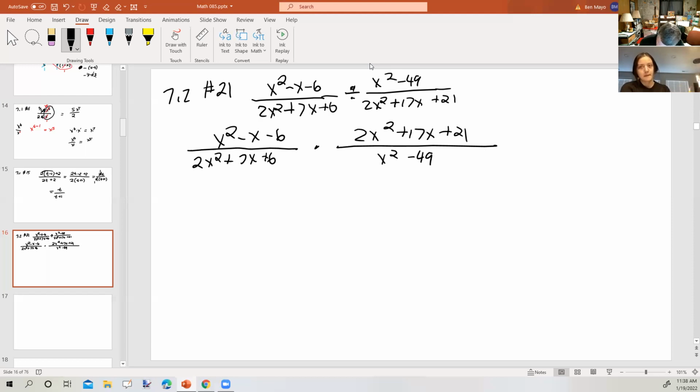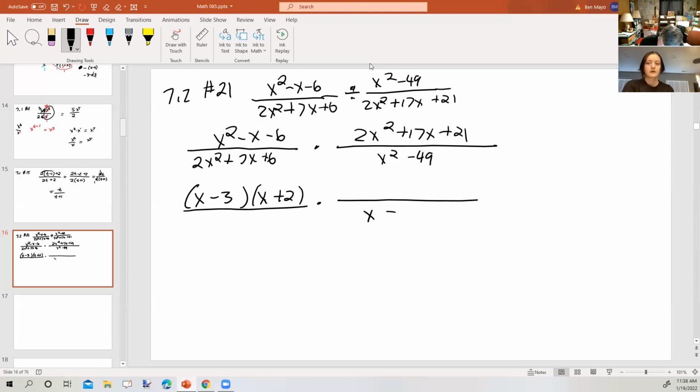Next thing I'm going to do is factor the easier ones first. X squared minus x minus 6: we're going to have an x and an x. Product is -6, sum is -1. How about -3 and plus 2? Would that work? I believe it would. Then on the other side, x squared minus 49 is going to be x plus 7, x minus 7.